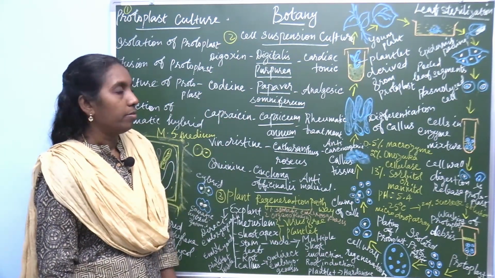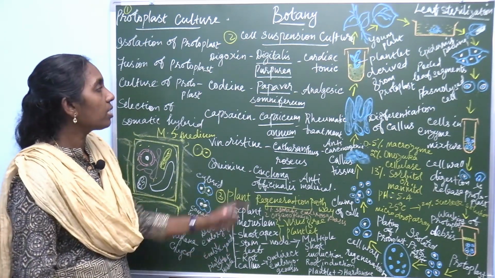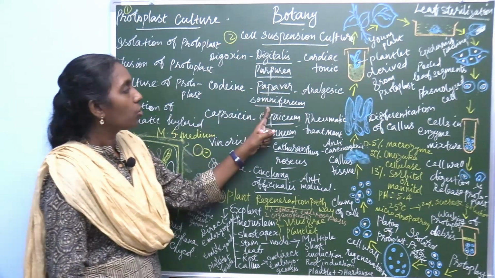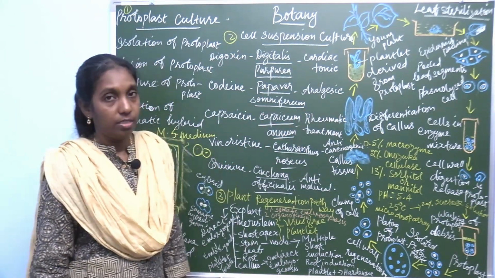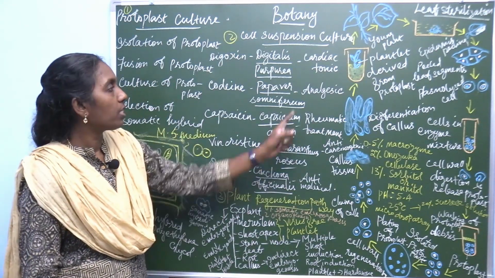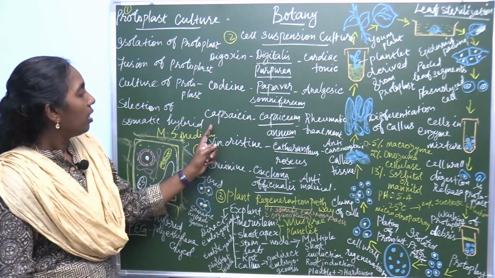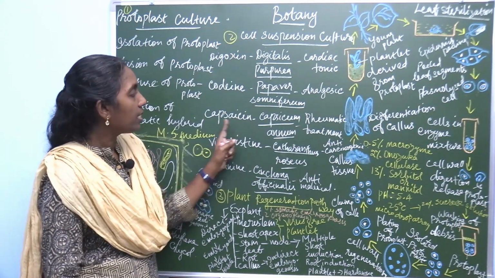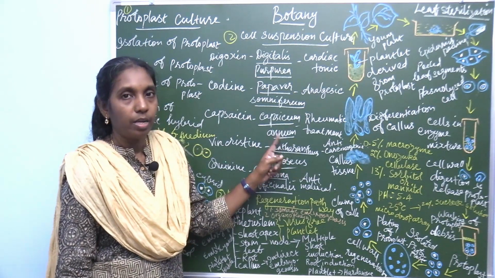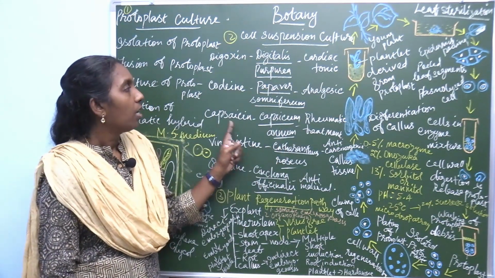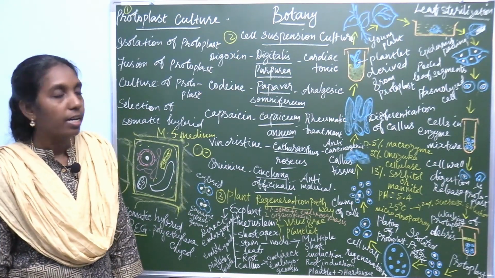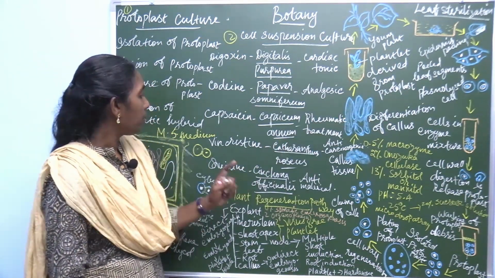Another one, codeine. The source of codeine is Papaver somniferum. Its use is as an analgesic. Then capsaicin, obtained from Capsicum annuum. The use is rheumatic treatment. It is used to treat rheumatic pain.